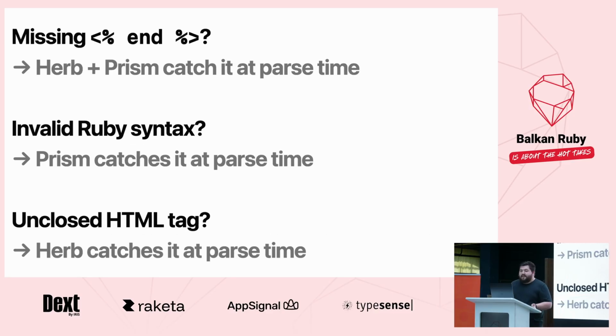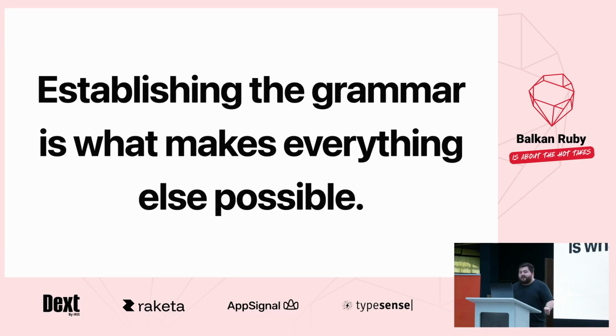If you have a missing end tag, both Herb and Prism can catch that. If you have invalid Ruby syntax, Prism can catch that. And if you have unclosed HTML tags, Herb can catch this too. And establishing this grammar is what makes all these tools possible.